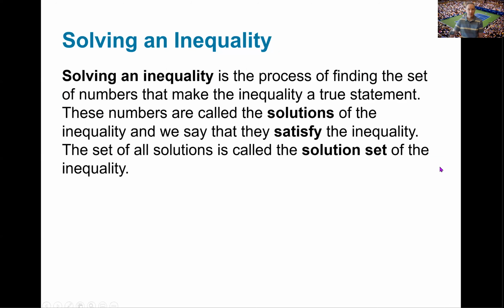So first of all, if we're solving an inequality, it's the process of finding the set of numbers. So instead of what we're used to with equations where we say x is equal to some specific number, with inequalities it's going to be equal to a huge set of numbers, probably an infinite set of numbers. So you can't simply just say it's any one specific value. So we find a set of numbers or an interval of numbers that make the inequality a true statement. These numbers are called solutions of the inequality, and we say that they all satisfy the inequality. The set of solutions is called the solution set.